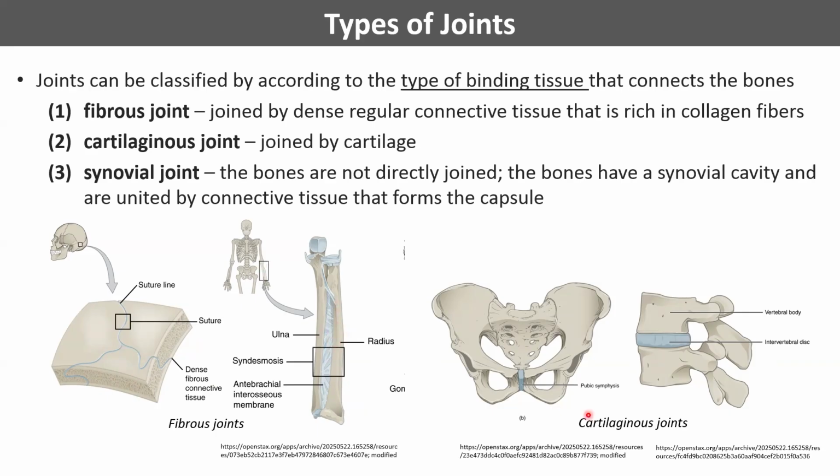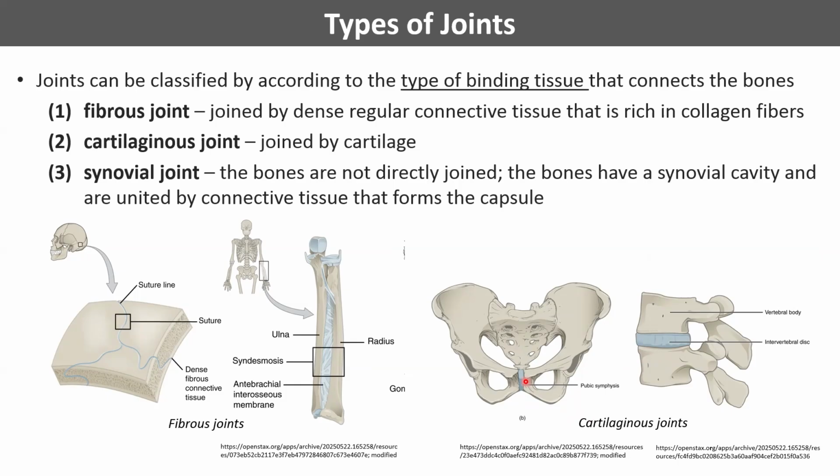Then cartilaginous joints are connected by cartilage, as intervertebral discs made of cartilage, or here the hip bones are connected by the pubic symphysis. Very little movement. There is a movement, some, but very little. But we are most interested in the synovial joints.